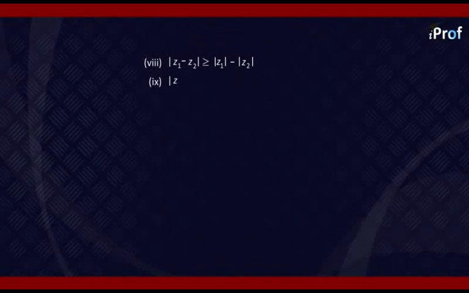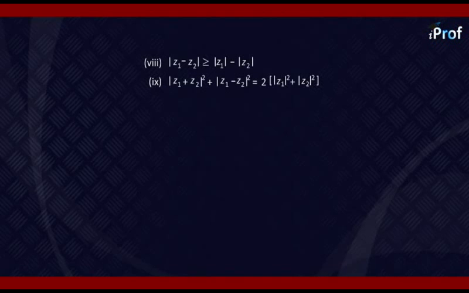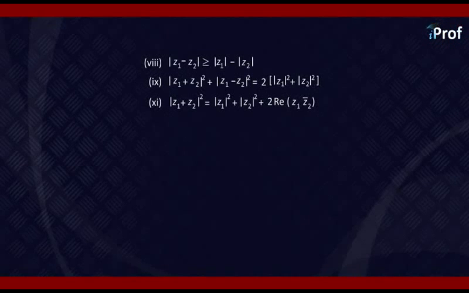Also, modulus of z1 plus z2 whole square plus modulus of z1 minus z2 whole square is equal to twice modulus of z1 whole square plus modulus of z2 whole square. Modulus of z1 plus z2 whole square is equal to modulus of z1 whole square plus modulus of z2 whole square plus twice real part of z1 into z2 bar, and modulus of z1 minus z2 whole square is equal to modulus of z1 whole square plus modulus of z2 whole square minus twice real part of z1 into z2 bar.